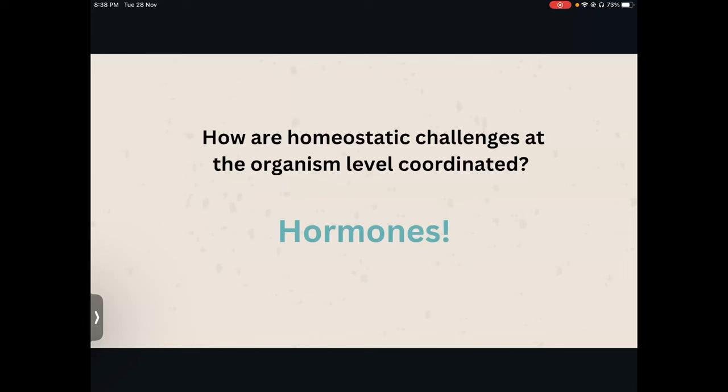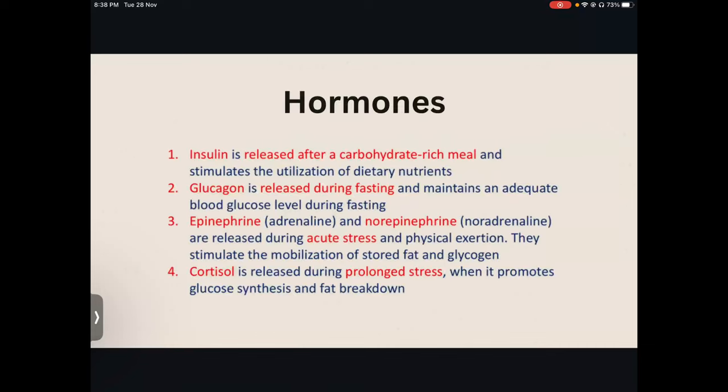But all of these things that happen in your body that pose a homeostatic challenge, if it's too much or too little of something, the organism deals with it by a system of coordination via hormones. So hormones are a very big player in metabolism. They're very, very important. Now, the hormones that we're going to discuss are mainly insulin, glucagon, and epinephrine.